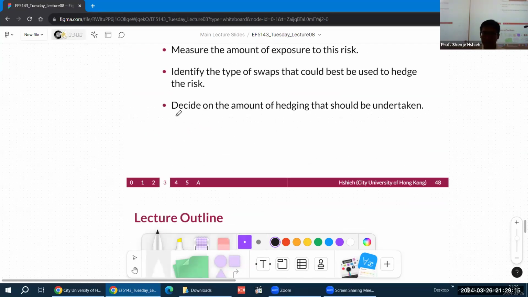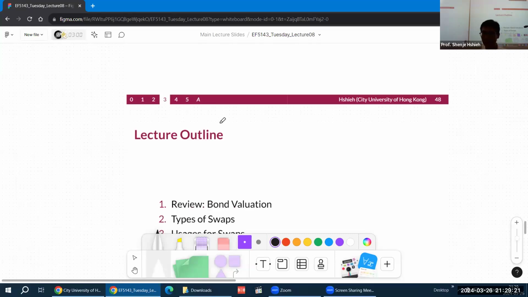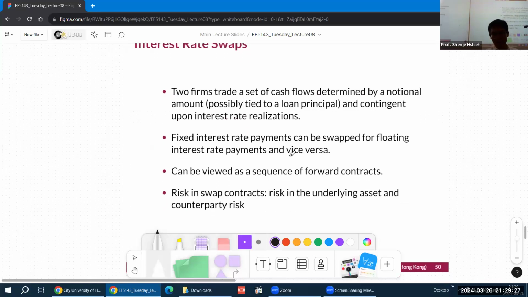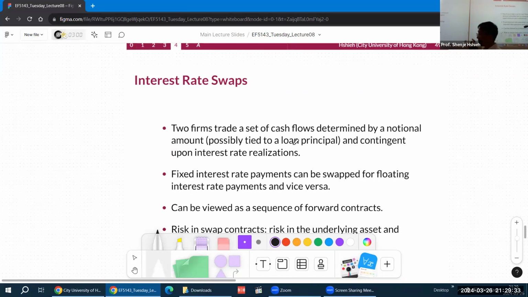All right, so deciding the amount to hedge, that's when we get to the derivative stuff, I mean the forward contract and the option stuff later on. Okay, so interest rate swaps. Let's look at some examples. Let me talk about how we're going to calculate it in this class.